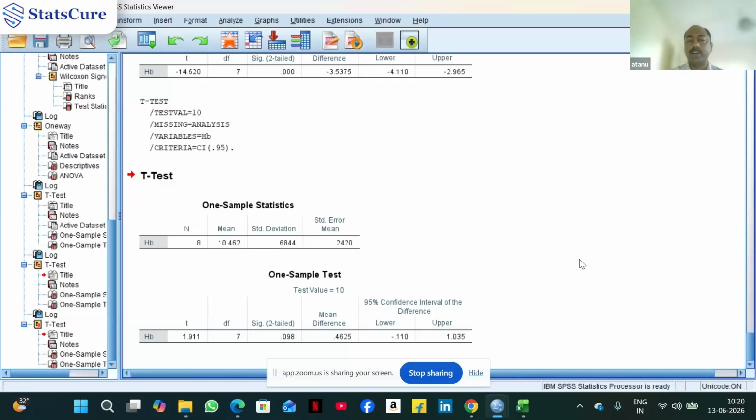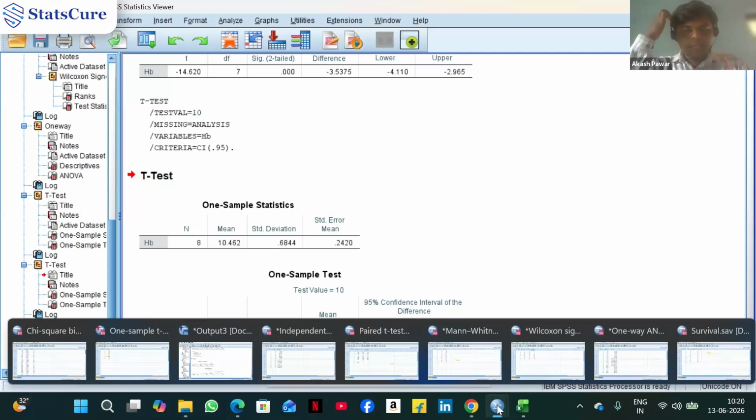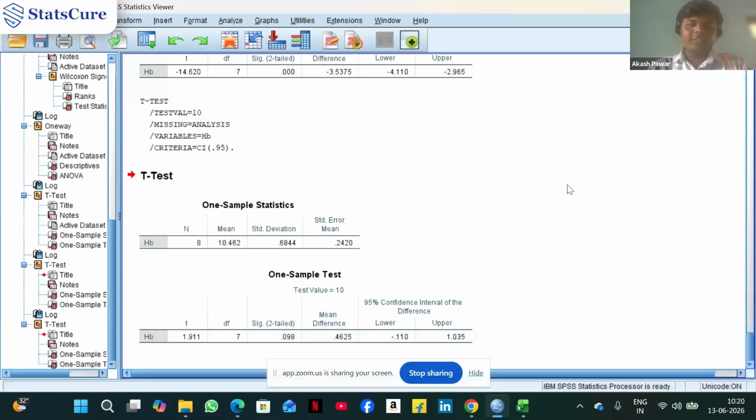Akash, over to you. Akash, you are mute now. So this is how the t-test works for observational data or any kind of cohort data, if we need to compare it with any kind of threshold or reference value.